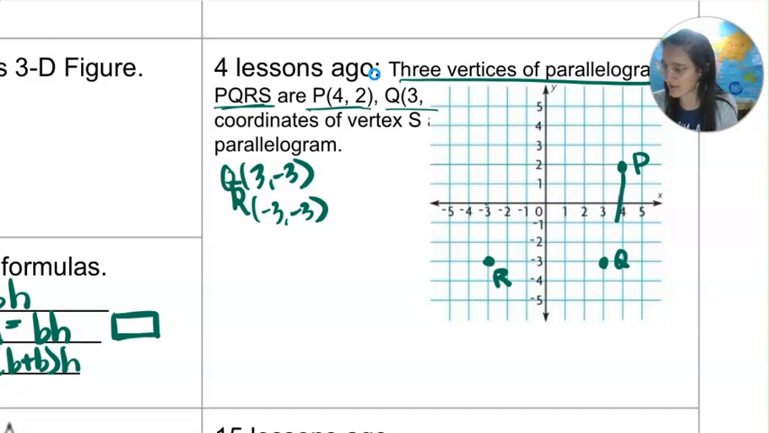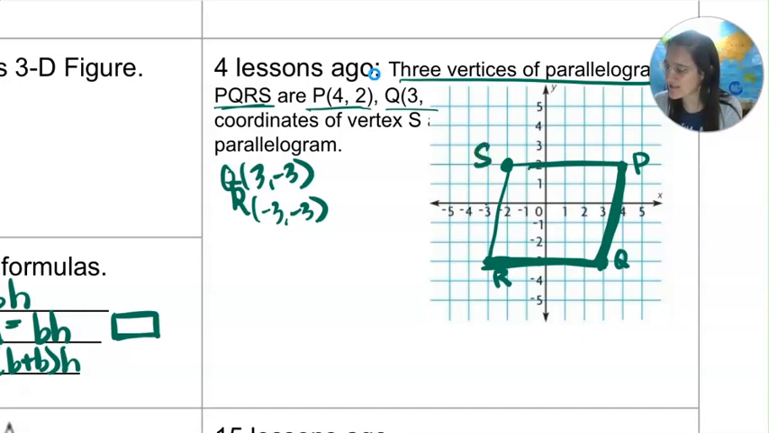Q, P, Q, R. In order to be a parallelogram, these need to be parallel. So, let's make them parallel. That's parallel with that. Now we need this parallel with this. I'm going to put it right here, but then I'm going to do a couple more things to check it.